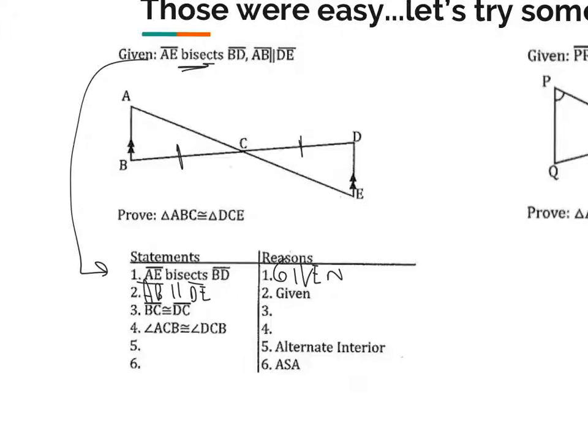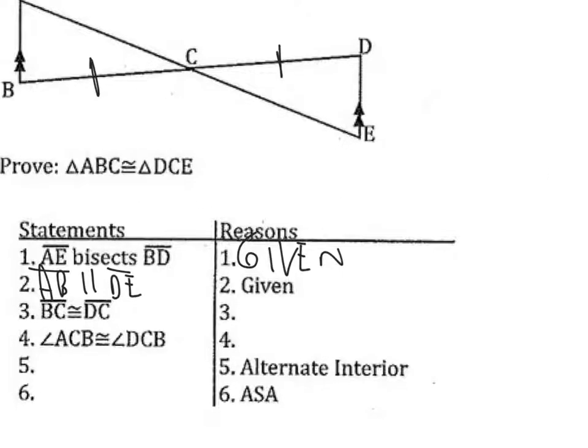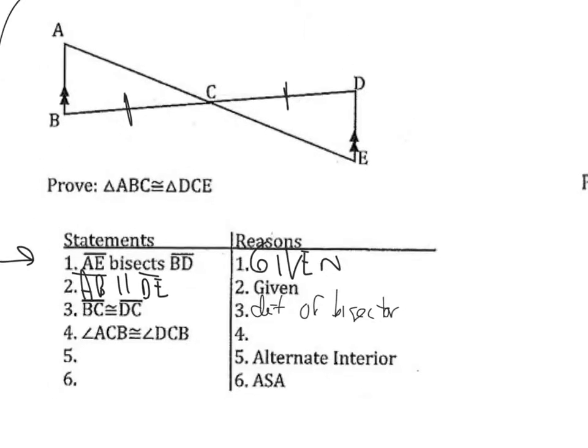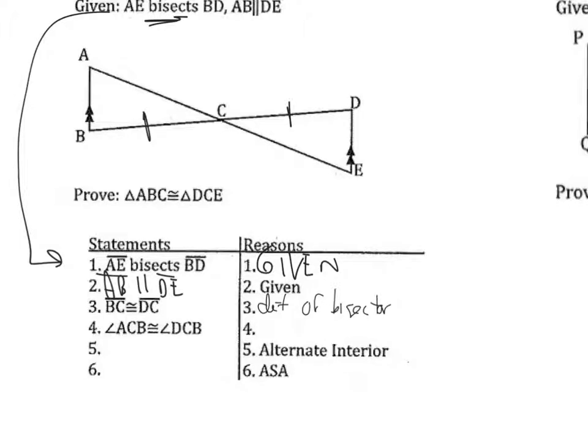So why is BC congruent to DC? Well, that's going to be by definition of bisector. So now, why is ACB congruent to DCE? What kind of angles are those? Those look like vertical angles to me. So those are vertical angles.